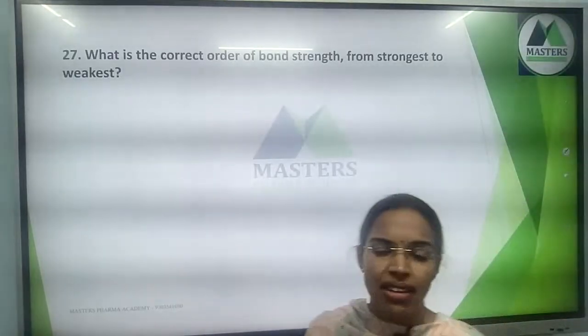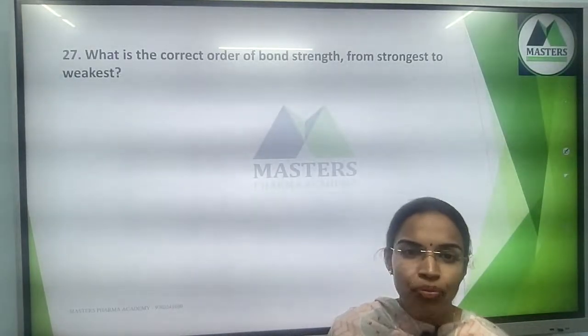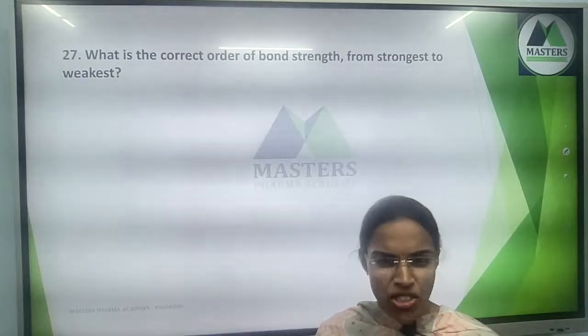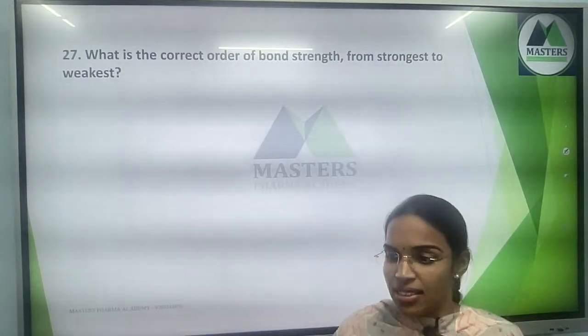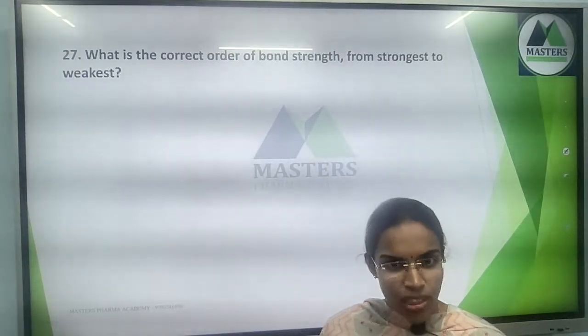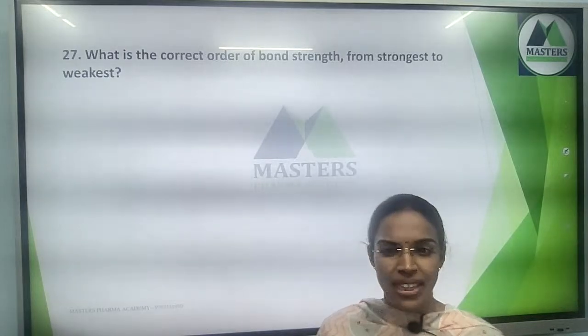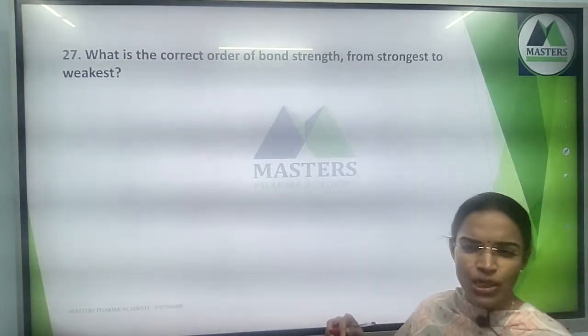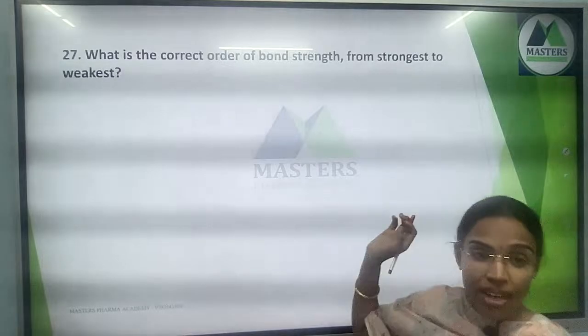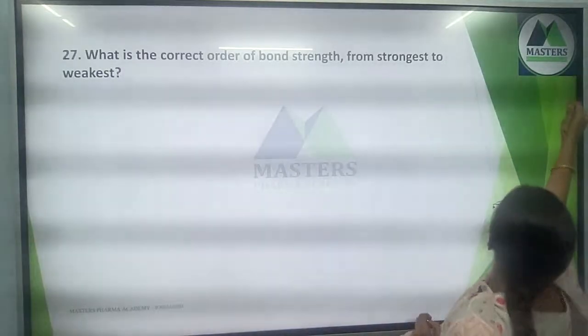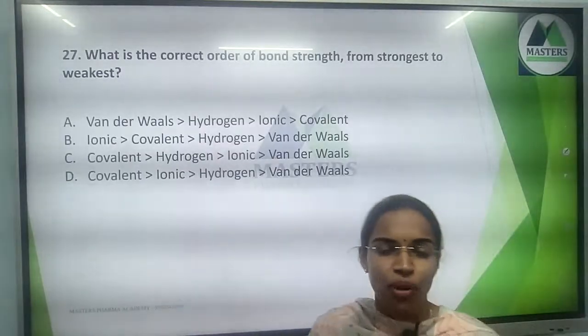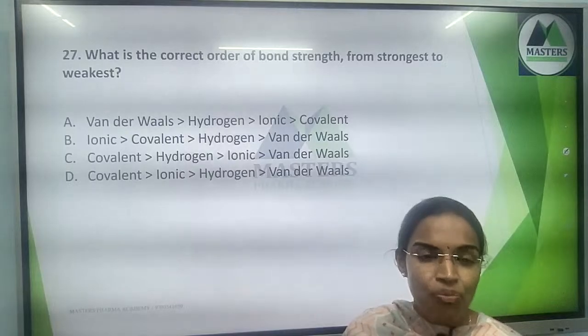And question number 27. What is the correct order of bond strength from strongest to weakest? You all must be knowing this very well. Many must have answered it right. Bond strengths, correct order of bond strength, strongest to weakest.